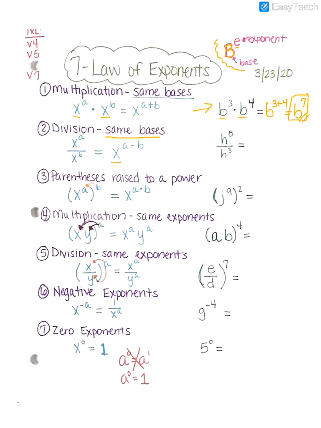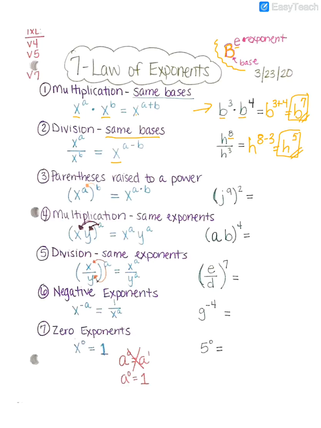Here in our example, we have h, and then we're going to do 8 minus 3. And all you do is simplify it, which becomes h to the 5th power. And you got your answer there.